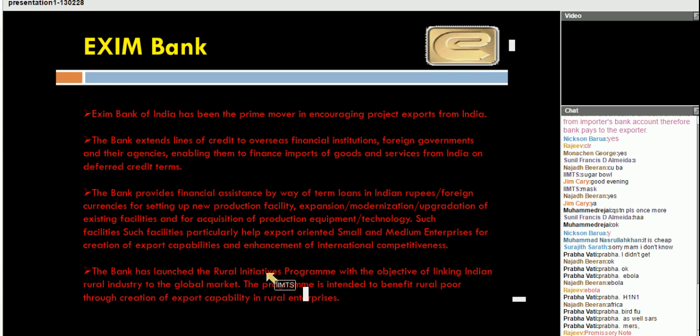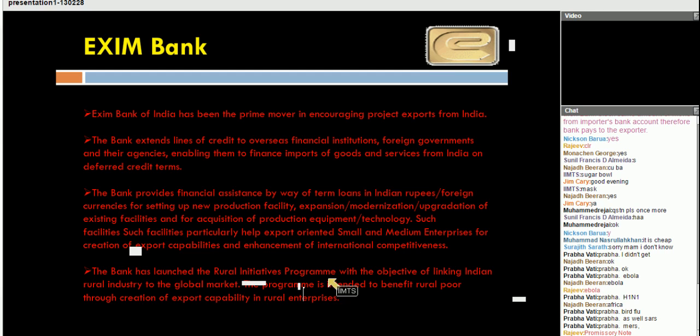This is all about the Exim Bank. We can say the bank provides financial assistance by way of term loans in Indian rupees and foreign currencies, for setting up a new production facility, expansion, modernization, upgradation, anything. Such facilities particularly help export-oriented small and medium enterprises for the creation of export capabilities and enhancement of international competitiveness.